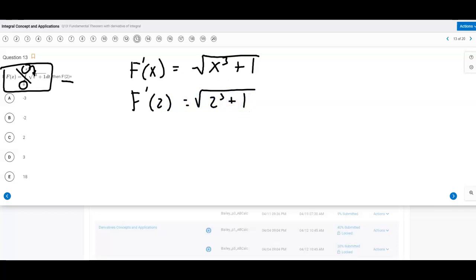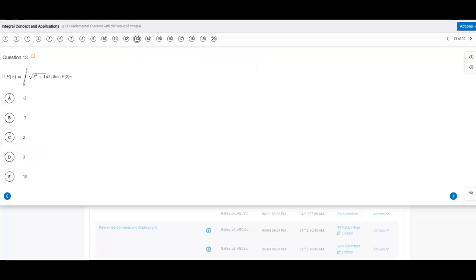And 2 to the third is 8. 8 plus 1 is 9. The square root of 9 is 3. So let's go ahead and move on to number 14.